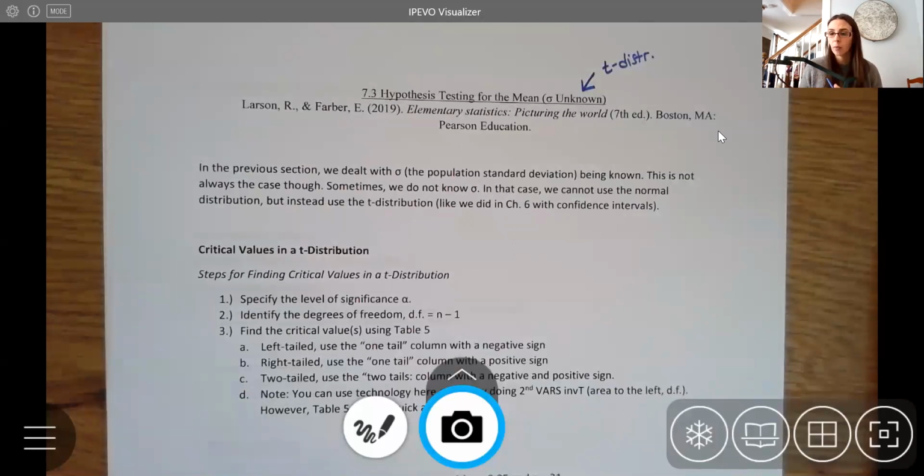And this is very similar to what we did in chapter 6. So you're going to see a lot of the same procedures here as the beginning part of chapter 7, but instead of using z values, we're going to use those t values instead.